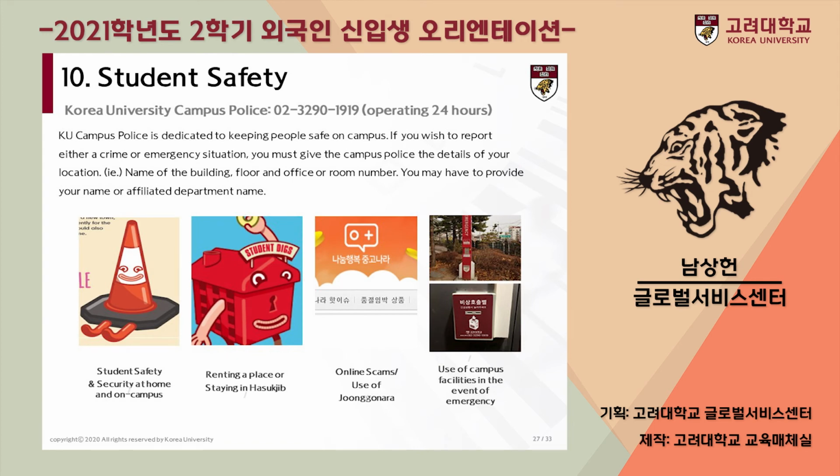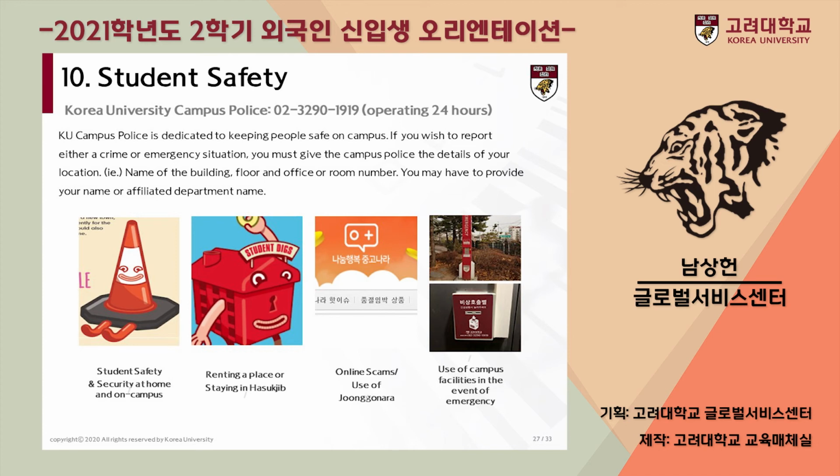Now on to another important piece of information. At Korea University, we have campus police for security, and you can call them at 0232901919. It operates for 24 hours. In case of an emergency, you can call this number, but you would have to provide details of your location. For this reason, and of course for you to navigate through the campus more easily, it would be very useful for you to familiarize yourself with our school's campus and buildings as soon as possible.